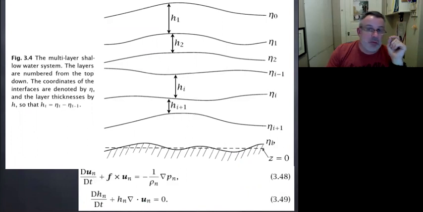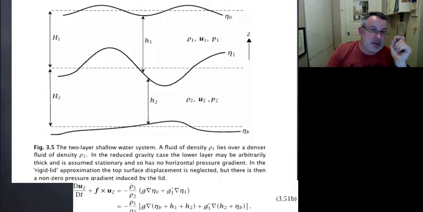But the main reason that it's interesting for us to use is because there's a special thing called the reduced gravity case, where we can do a shallow water layer on top of a second shallow water layer that goes all the way to the bottom. And if we take there to be no motion in this deeper layer, we can simplify the equations of motion.